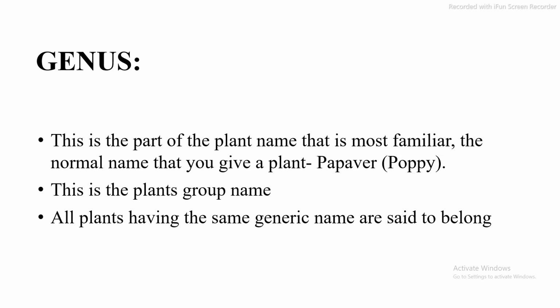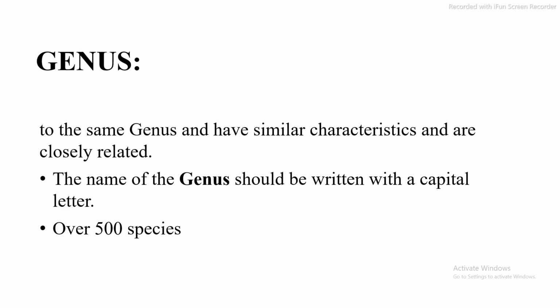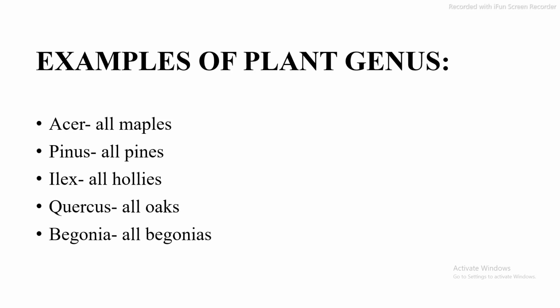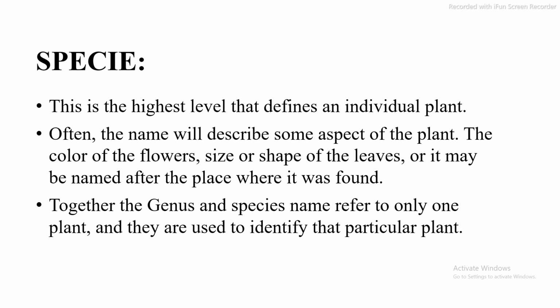Next is genus. This is the part of the plant name that is most familiar. The common name that you can give a plant is Papaver, poppy. This is the plant group name. All the plants having the same generic name are said to belong to the same genus and have similar characteristics and are closely related. The name of the genus should be written with a capital letter. Over 500 species are included in it. Examples of plant genera are Acer, all maples, Pinus, all pines, Ilex, all hollies, Quercus, all oaks, and Begonia, all begonias.